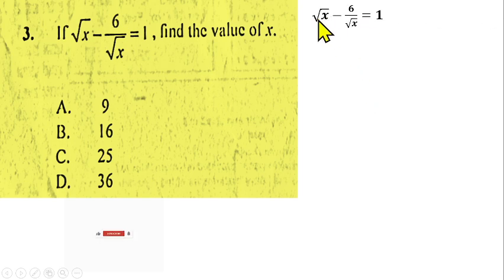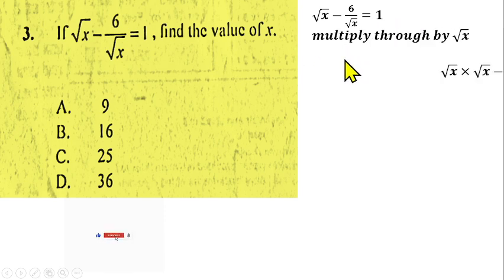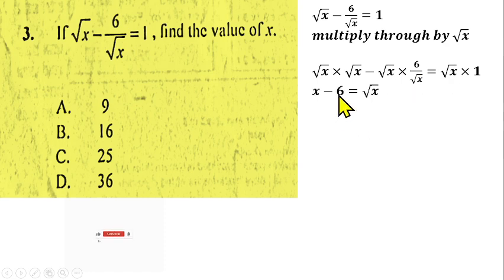The first thing to do is multiply through by √x so that we clear this denominator. If I multiply through by √x, you'll have √x times √x minus √x times 6 over √x equals √x times 1. If we simplify, √x times √x will give us x, then √x will cancel √x here, leaving 6. So we have x minus 6 equals √x.